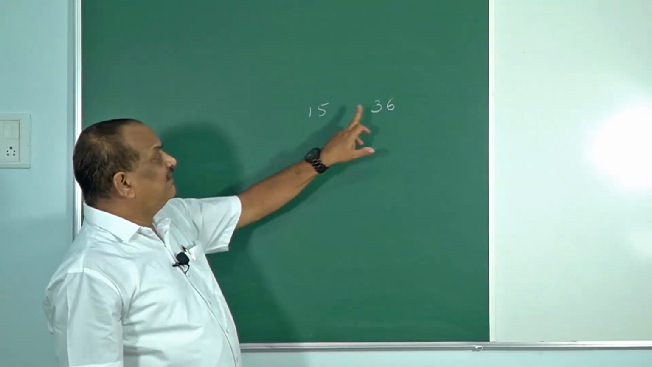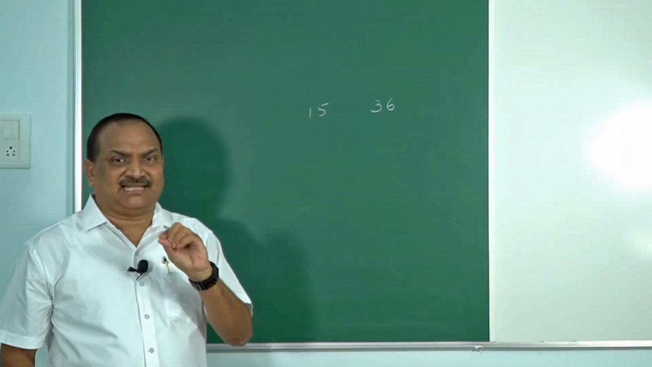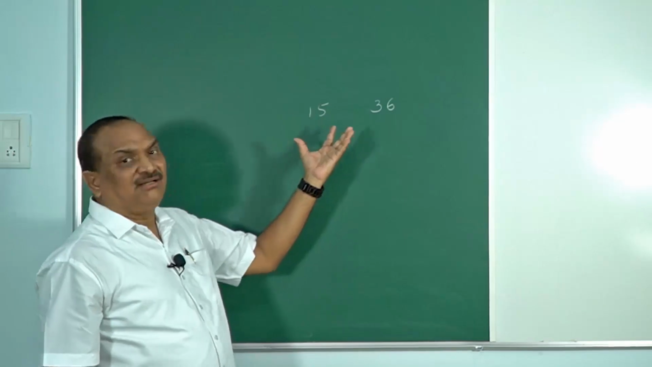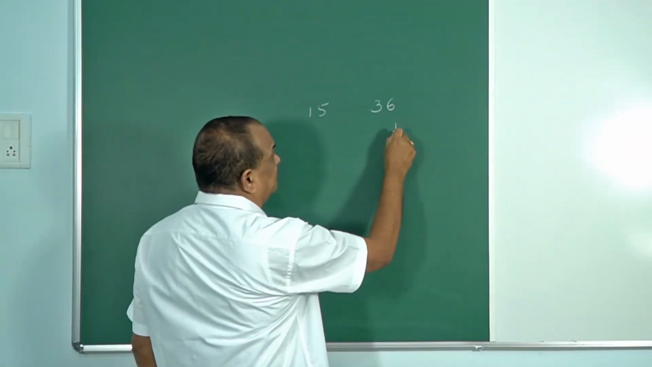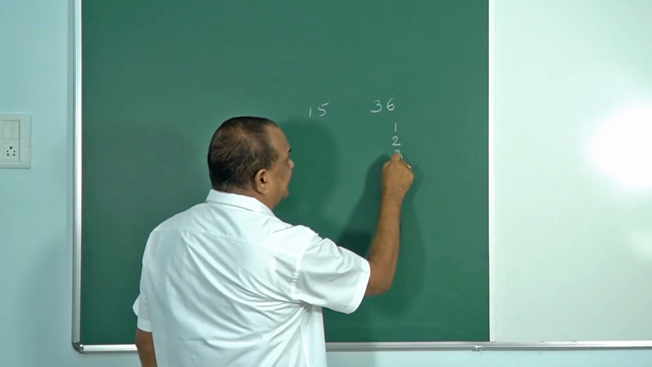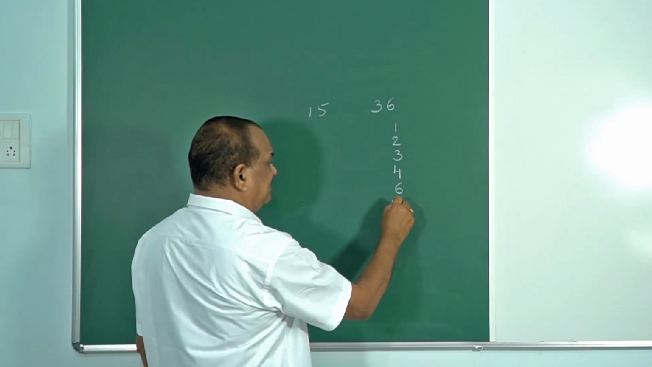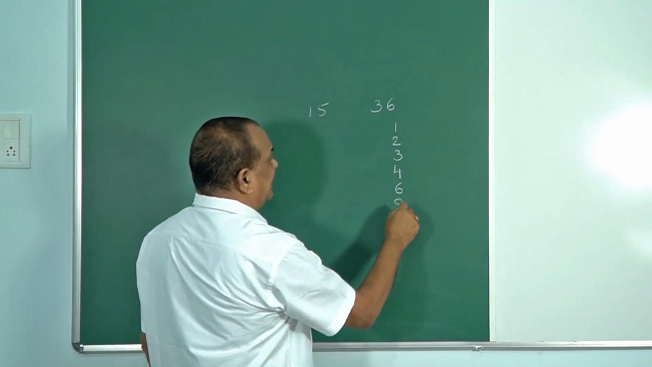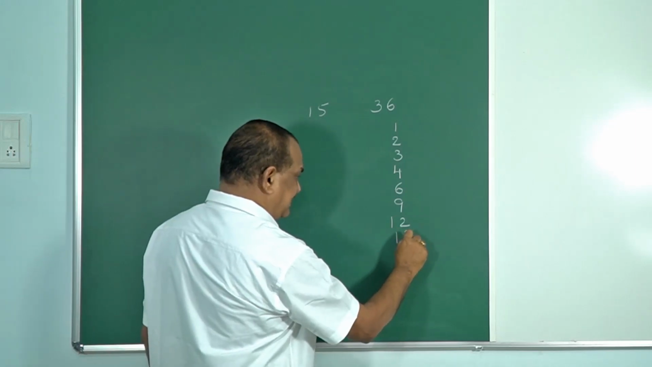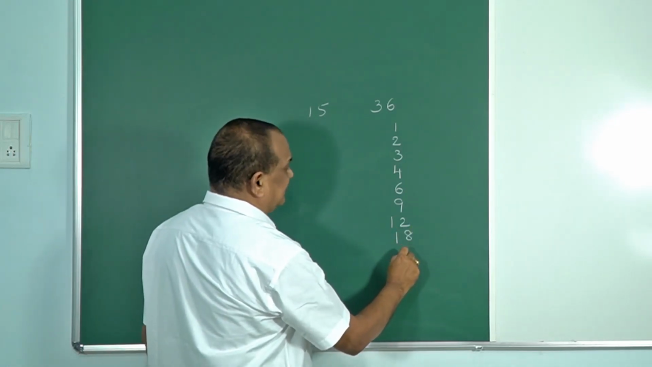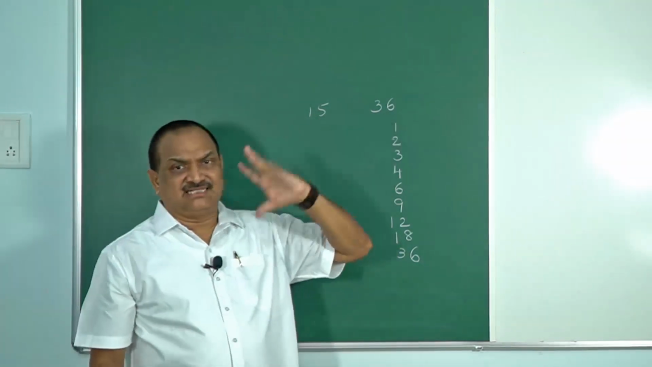If you want to find out the HCF, the highest common factor, let us write down the factors of 36. 36 comes in the 1 table, 2 table, 3 table, 4 table, 5 table it doesn't come, 6 table, of course, then 9, and 12 3s are 36, 12 table it comes, and then 18, and finally it comes in the same 36. These are the factors of 36.